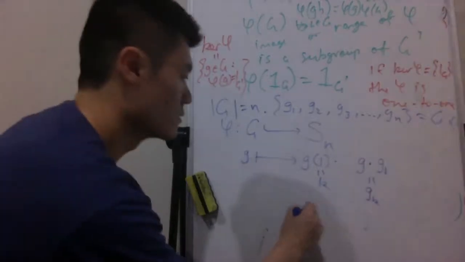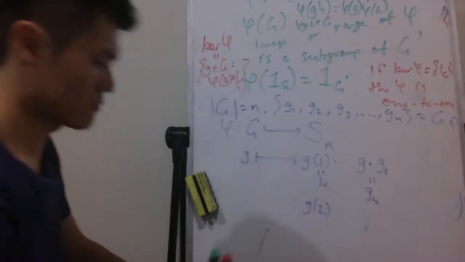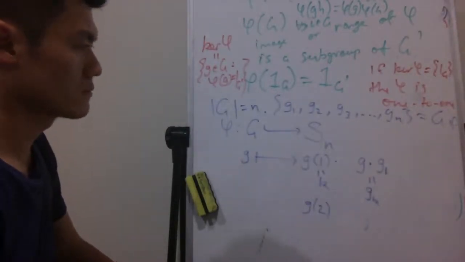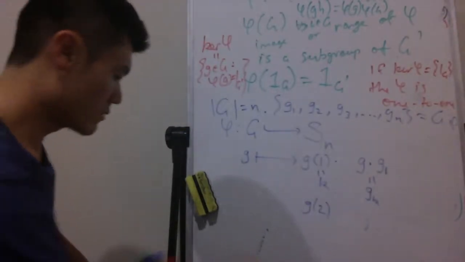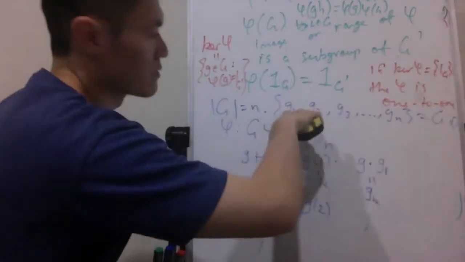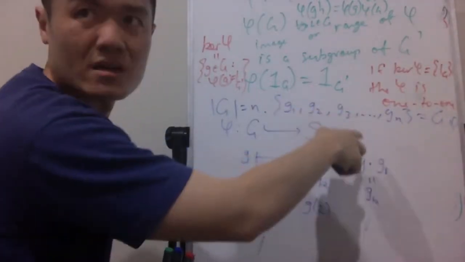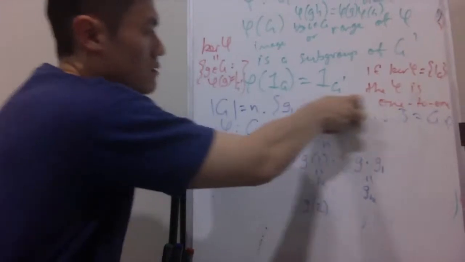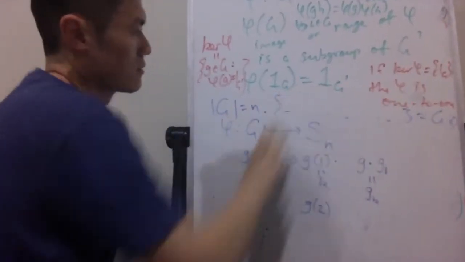G of 2. Actually, maybe we'll even make it more direct. Instead of labeling G1 to Gn, we'll just label them 1 to n. How about that? Okay. Label them 1 to n.